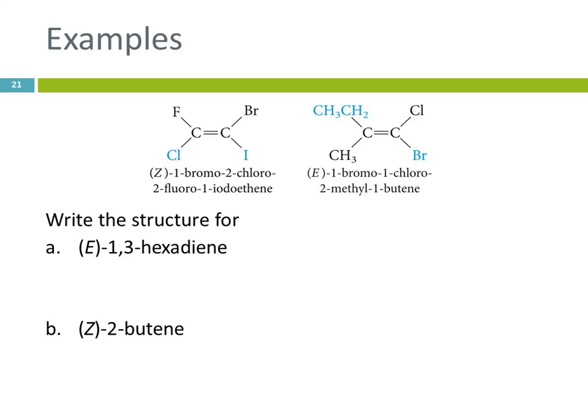So let's write the structure for E-1,3-hexadiene. So hexadiene, how many carbons are in that? Six. So we've got one, two, three, four, five, six carbons. 1,3, and there's diene. This has two double bonds, right? One double bond starts at the number one carbon, and one starts at the third carbon. And then we're going to put hydrogens all over the place.